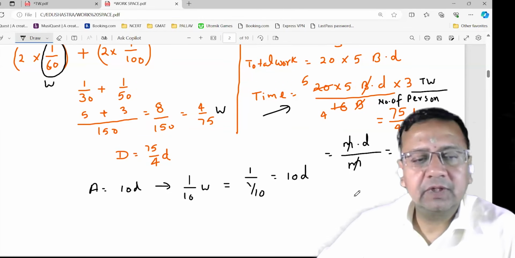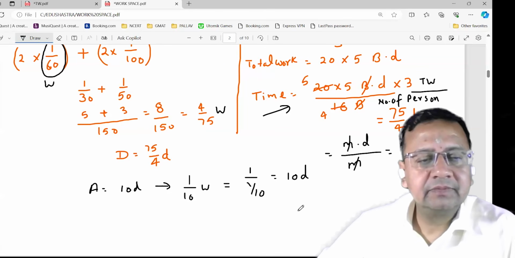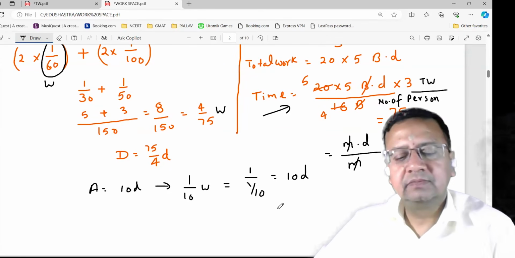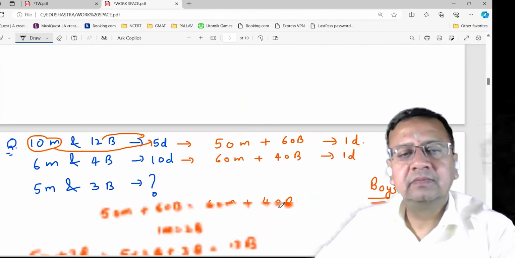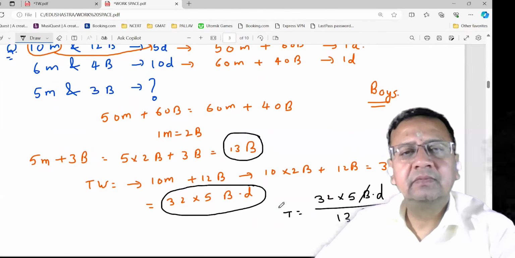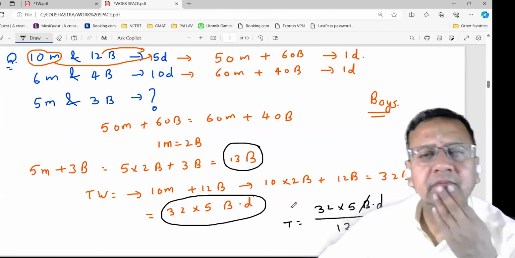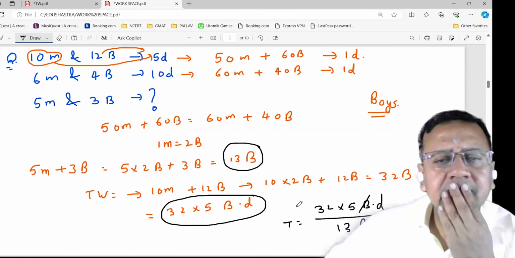Sir, I have a doubt. The last question we did, I formed two equations: 10m plus 12b equals 5d, and 6m plus 4b equals 10d. इन दोनों को इक्वेट किया था मैंने.